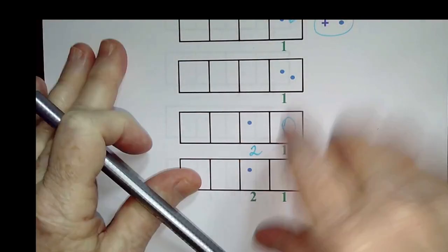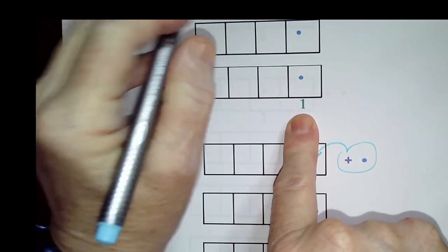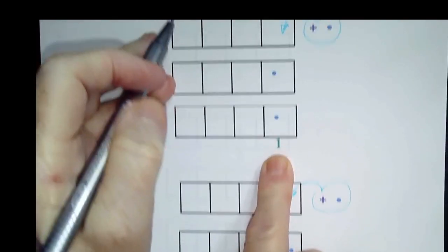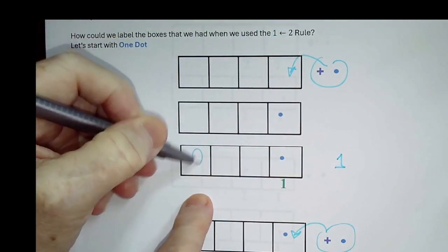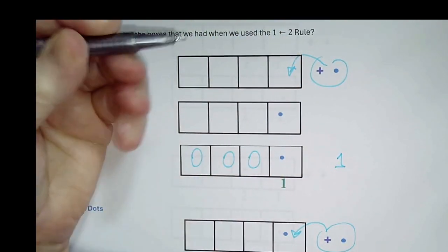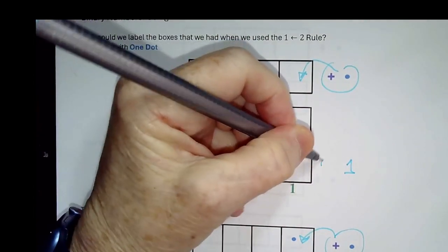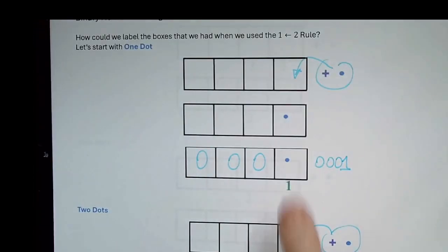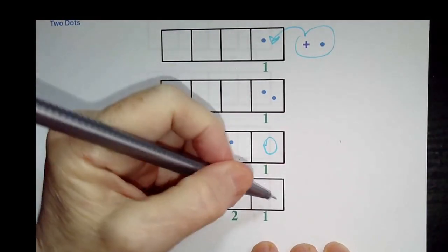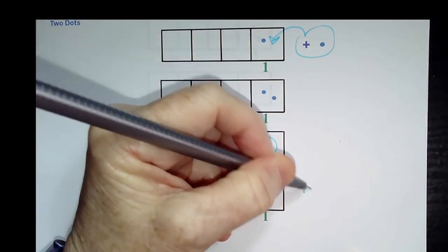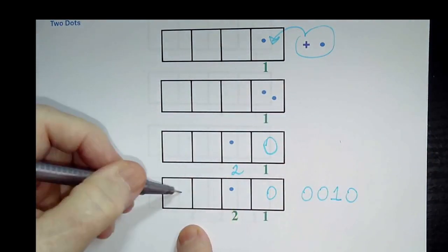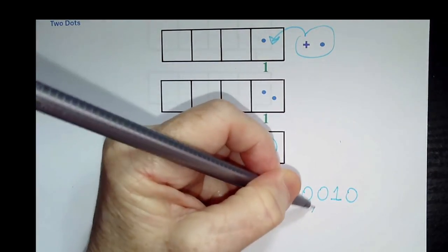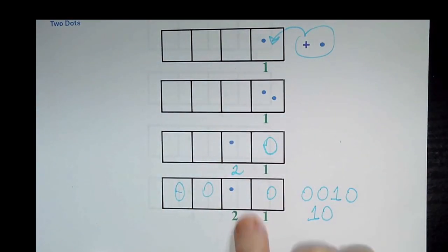And we can see that the 1 to 2 code for 1 dot is 1. And if we think of these as leading zeros, or zeros that come before, we can write 1 as 0, 0, 0, 1. And we can write 2 as 0, 0, 1, 0. Or we can just write 1, 0 for 2.